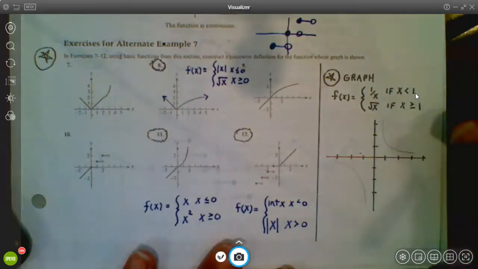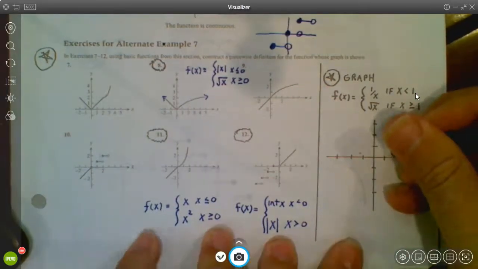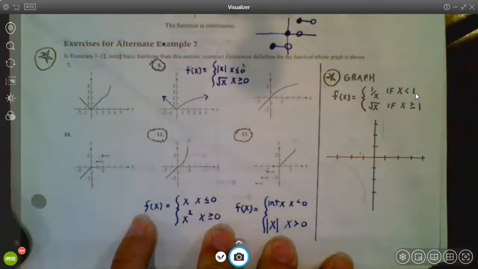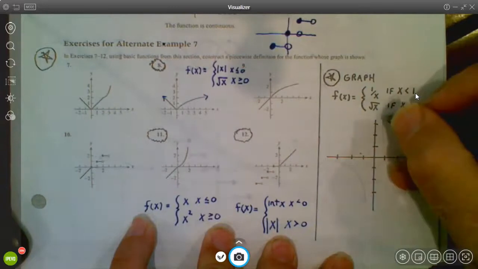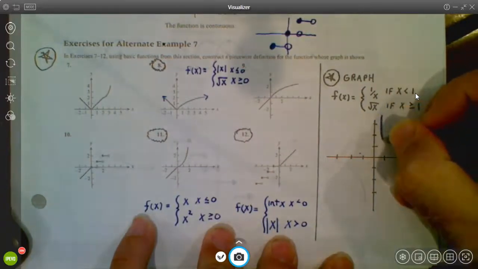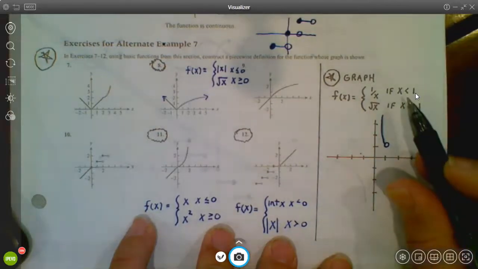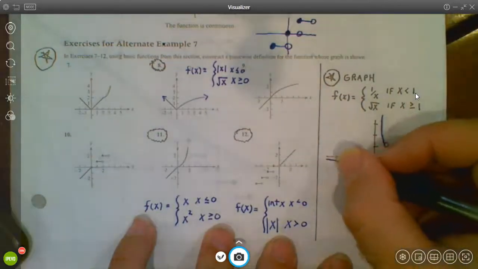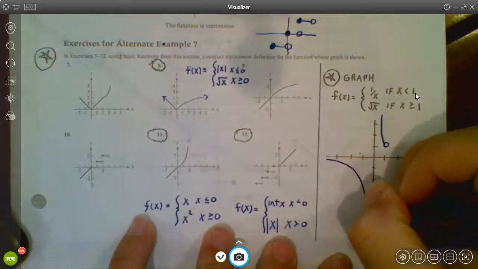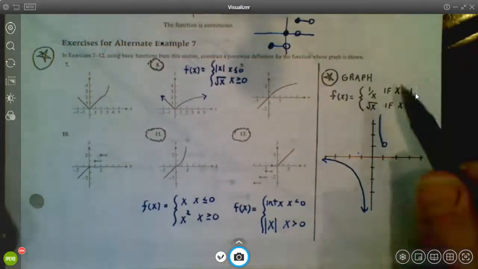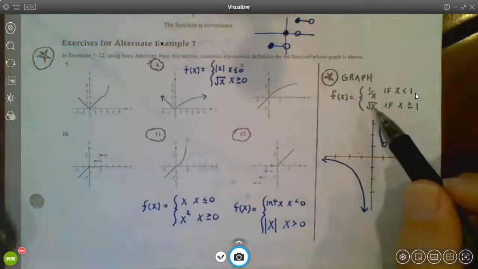I'm going to get rid of everything to the right of 1 and only keep what is less than 1. And because it says less than 1, that also means I need an open circle where x equals 1, because there's no equal sign on that. And then this portion of the graph is also less than 1, so we get to keep that one as well. And then to the right of that, we're now looking at the square root of x.